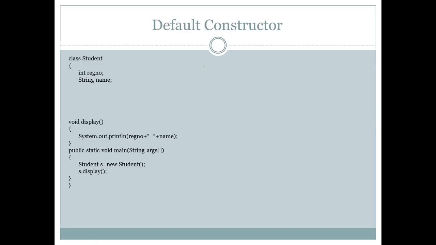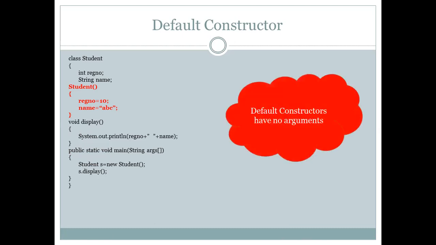Now let's see an example for a default constructor. We'll take up the same program that we took in example 2. In example 2, we had given a constructor for student where we gave the initial values as 10 and ABC for register number and name. So this constructor that is shown here in red is called a default constructor. Why is it called a default constructor? It's because there is no parameter specified. This constructor does not contain any arguments or parameters, and that is the reason why it is called a default constructor. So when this code goes through the compiler and it is executed, the output will be 10 ABC.